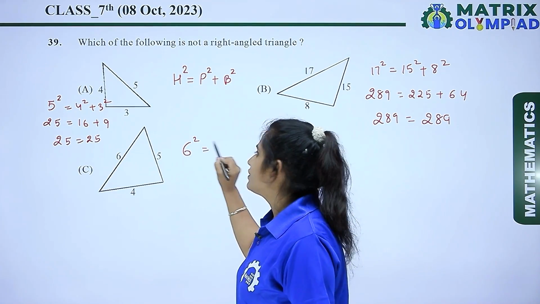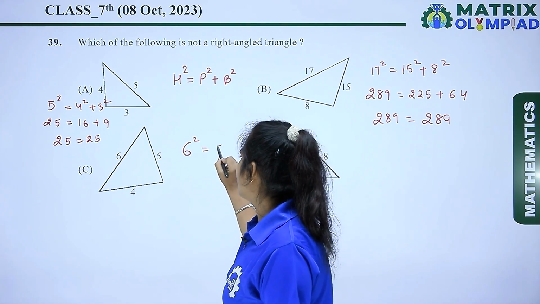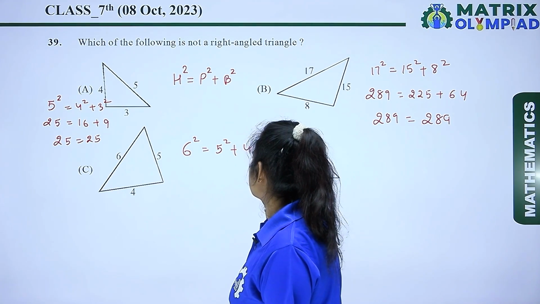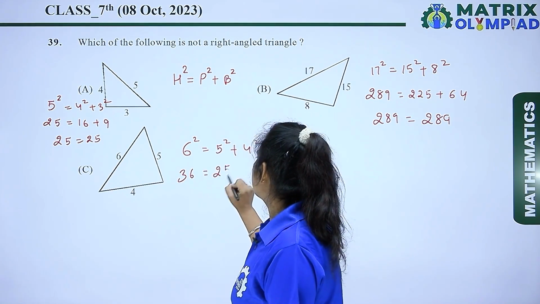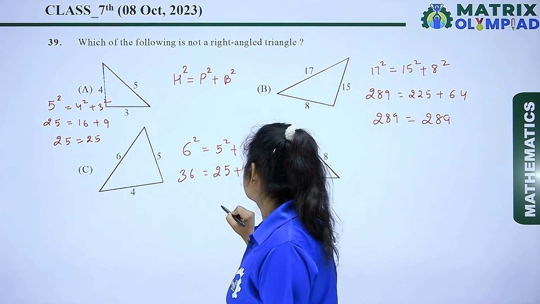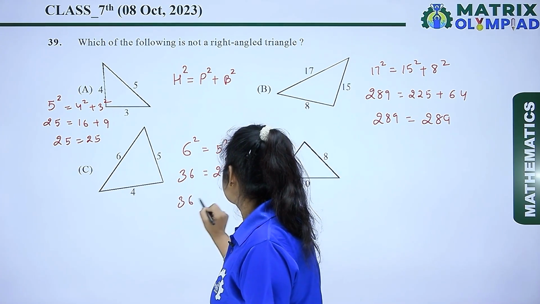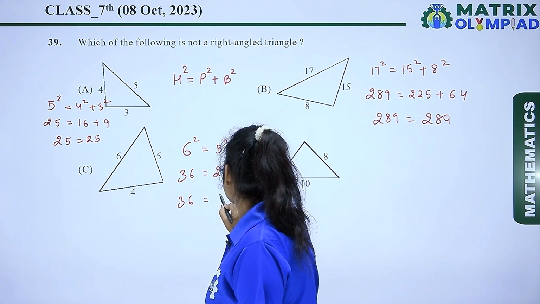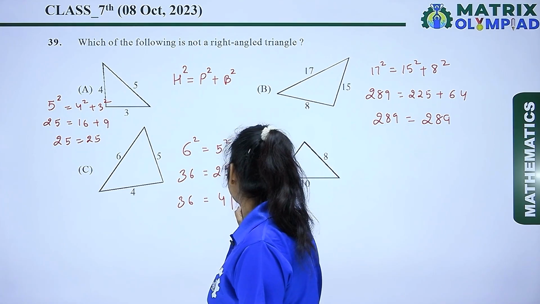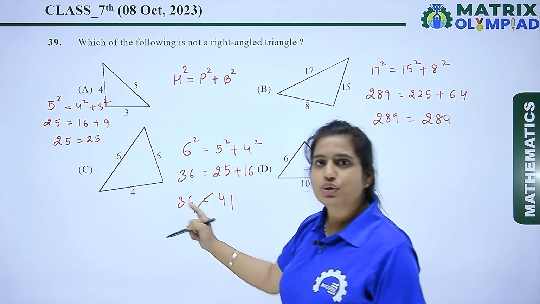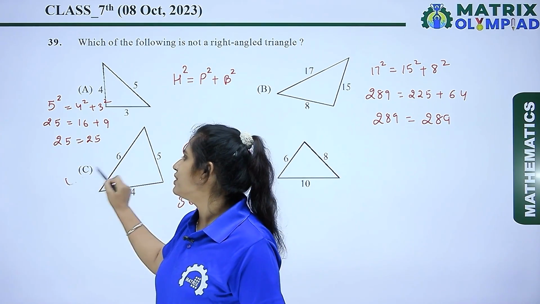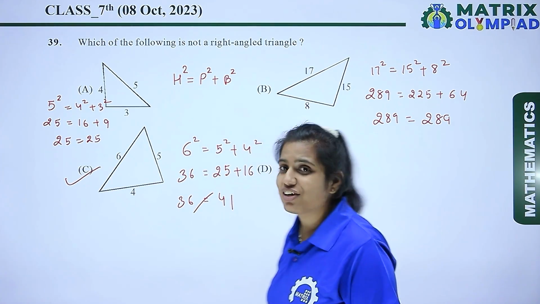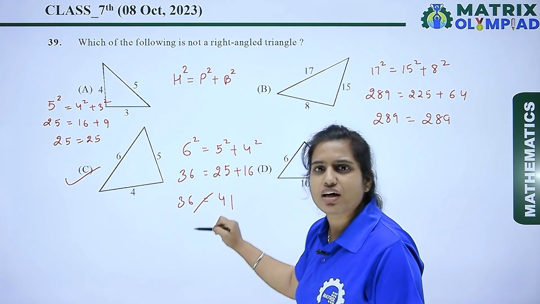So here we have 6 square is equal to 5 square plus 4 square. So it is 36 equal to 25 plus 16. So we will get here 41, which is not equal to 36. So yes, we got the answer. Option C is not a right angle triangle because it is not justifying our property.